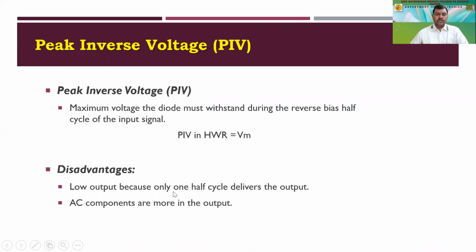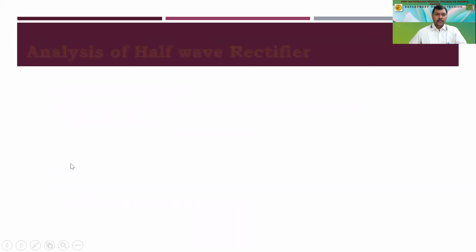Disadvantages: low output, because only one half cycle delivers the output. This is the disadvantage of the half wave rectifier. The AC components are also more in the output, so the AC components remain at a large level. So let us continue with that.